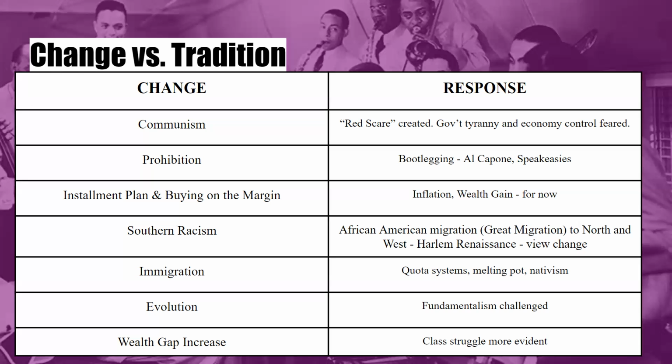Installment plan and buying on the margin. These were things basically where someone could just buy now, pay later. Well, that was the installment plan. Buying on the margin, they're not the same thing, but buying on the margin is more like, let's invest into this and hopefully we'll get a profit. And if we do, we'll pay back. So they're not the same thing, but both of them led to inflation, wealth gain for now, because as you'll see, this was sort of a false prosperity.